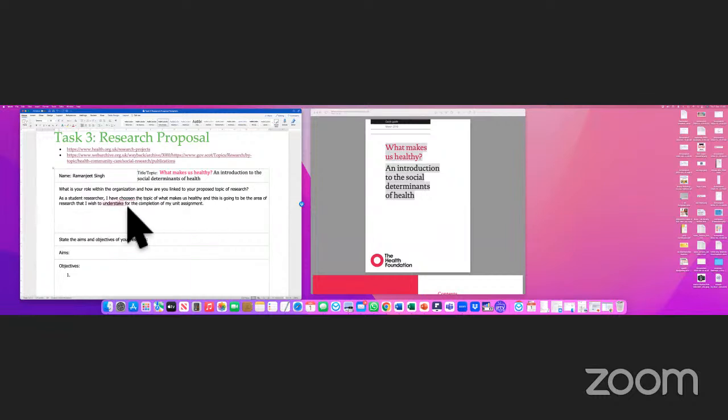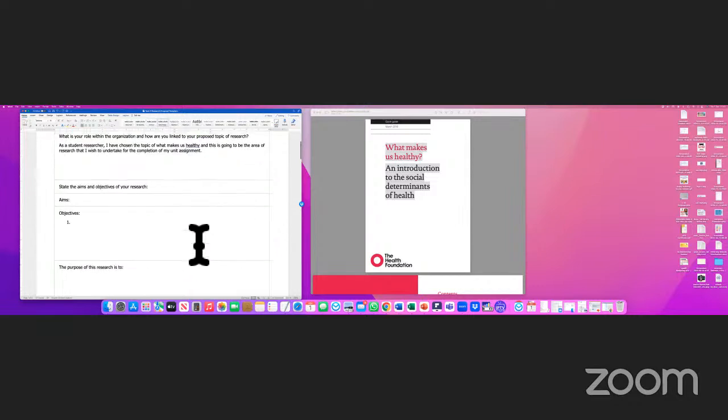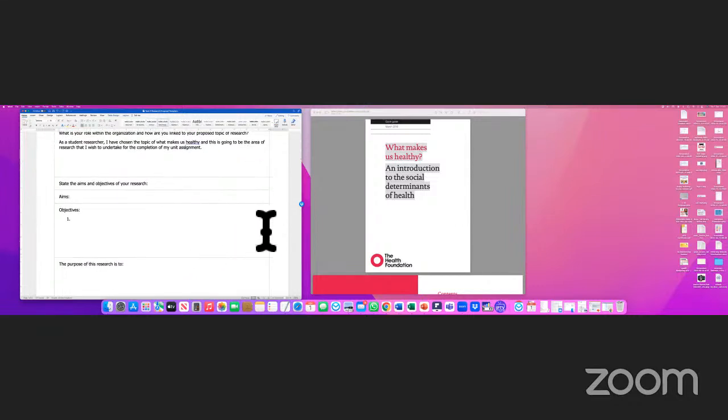This is more or less going to be the wording that you will put pretty much as standard, and it explains who you are, why you are looking at this report, and why you are primarily referencing this report in this proposal. Now, state the aims and objectives of the research.